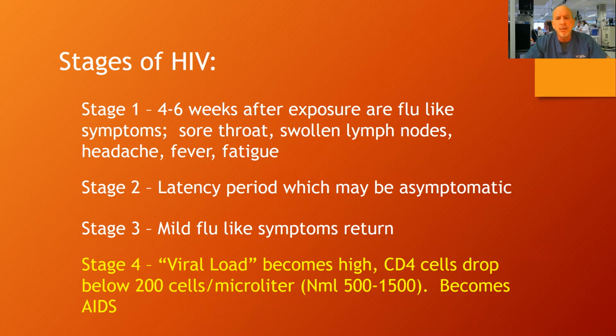The key number to remember is this: once your CD4 or T4 cells get below 200, your body is no longer able to fight off infections. So once you reach, as the textbook says, stage 3 (on this slide I have stage 4), that final stage, and your T cells drop below 200, that's when you begin developing the opportunistic infections. And you want to remember that number, 200.